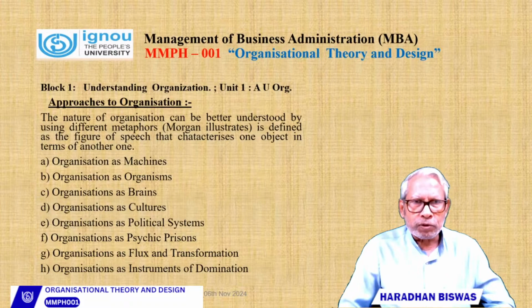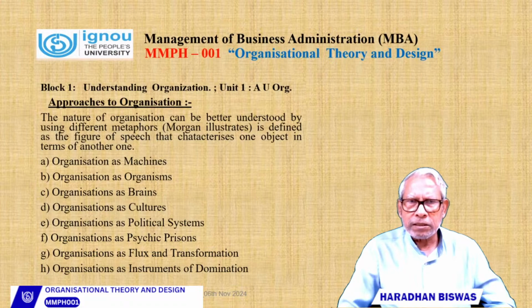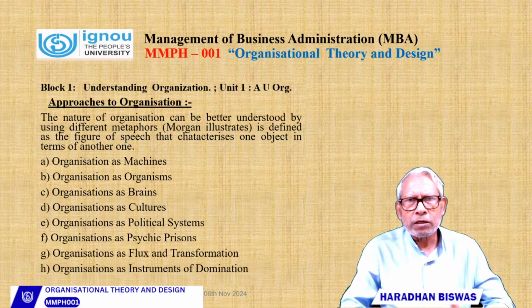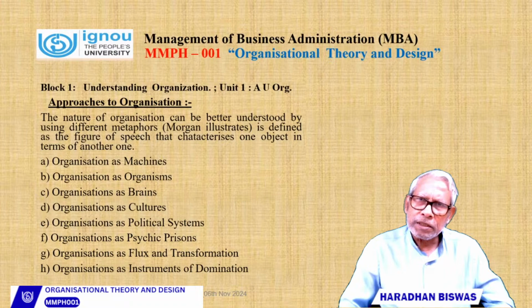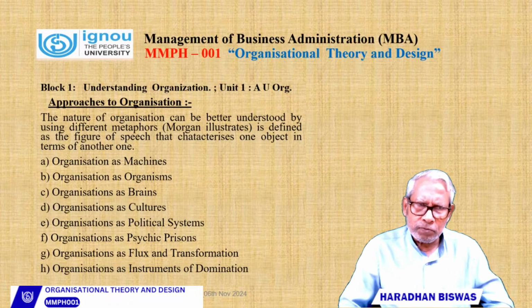Now, different approaches. The nature of organizations can be better understood by using different metaphors. Metaphors, as Morgan illustrated, take the characteristics of one object and transform them. So, mechanisms: basically, organizations as machines. We can consider an organization as a machine where things come in and, automatically, standard products go out. In that case, we can say it is a machine-type organization.